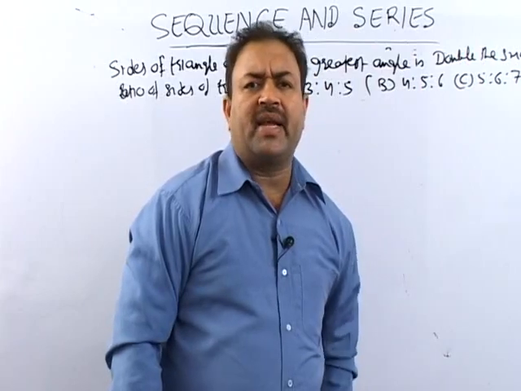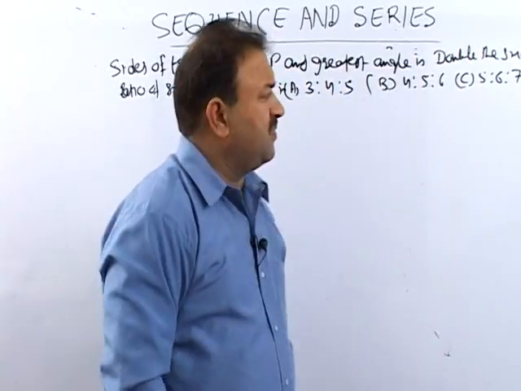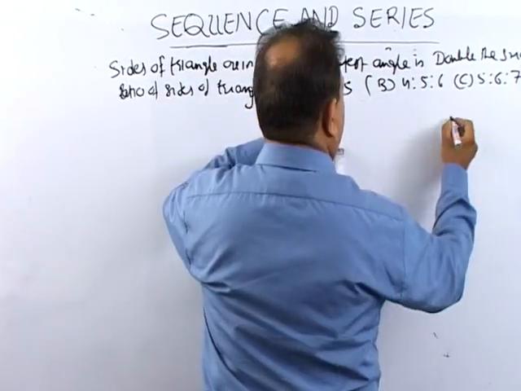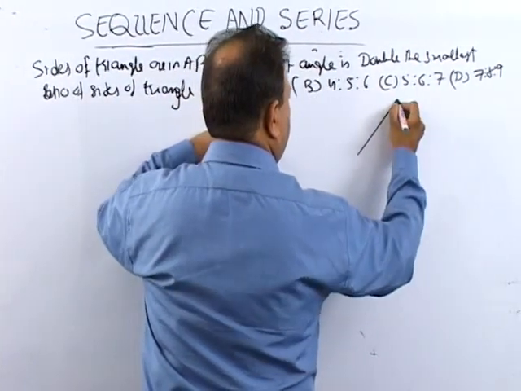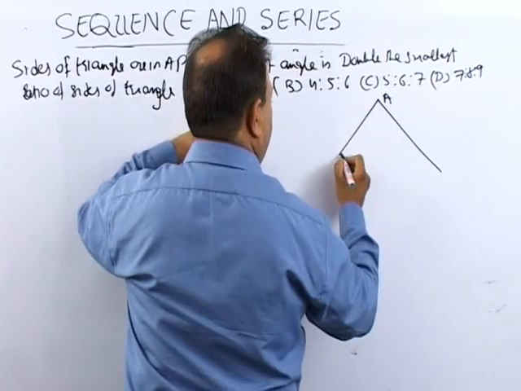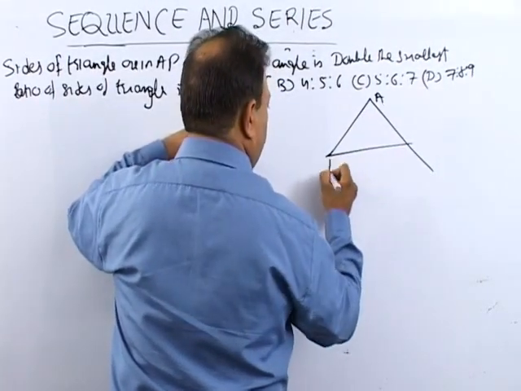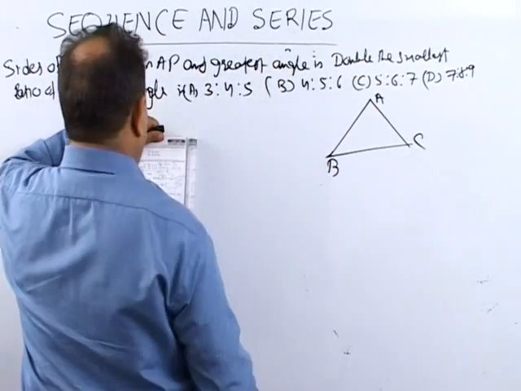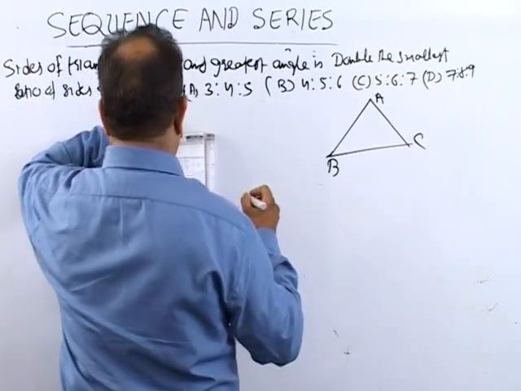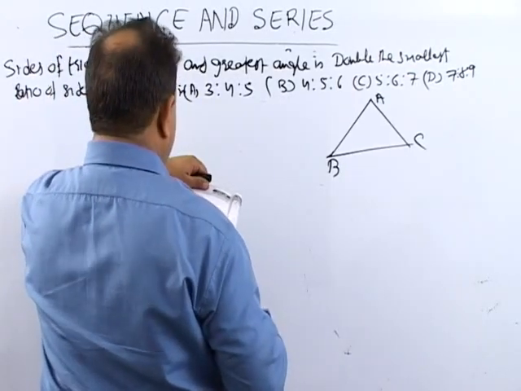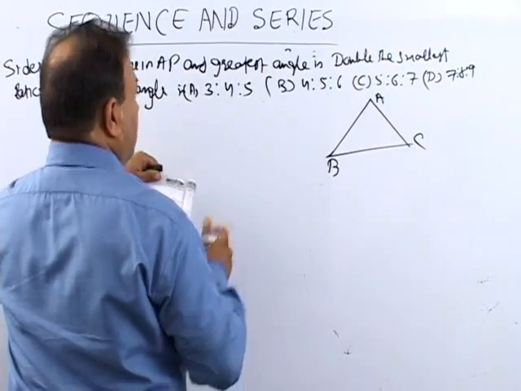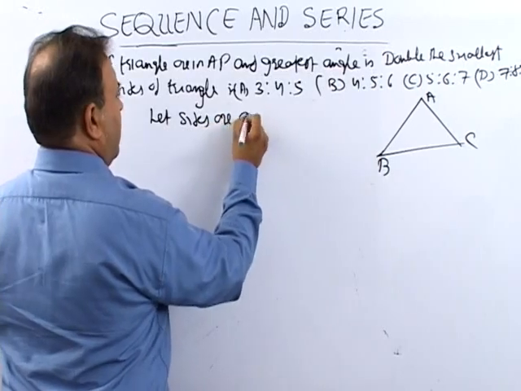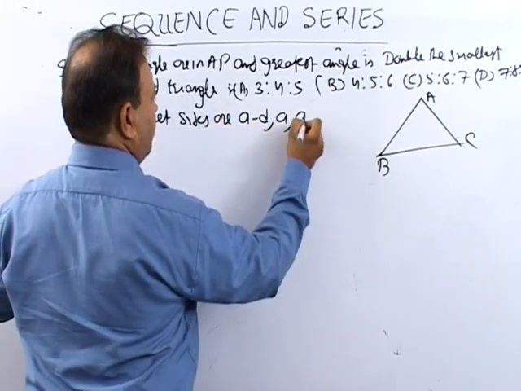then sides can be taken as a minus d, a, a plus d, this way. I draw a triangle over here, ABC. Now, we have been given sides, let the sides be a minus d, a, a plus d.